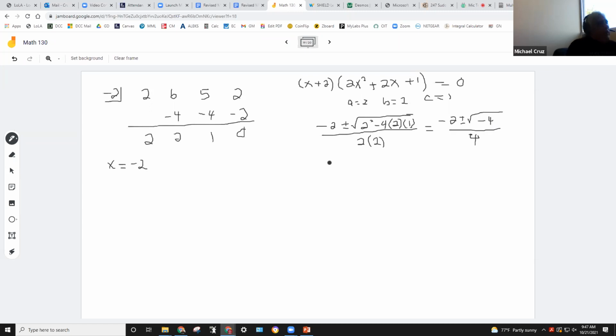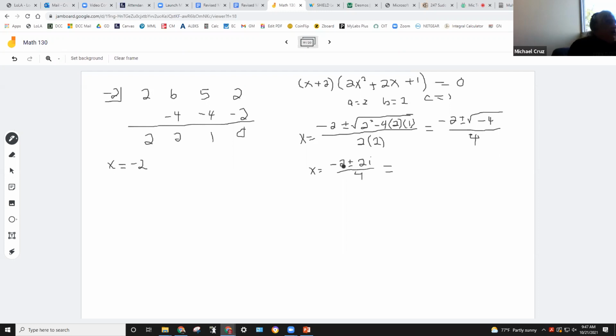All right, so then this is going to be negative 2 plus or minus. And then the square root of negative 4 is 2i. And then all of these are divisible by 2. So we can just divide, take out that common 2 top to bottom.